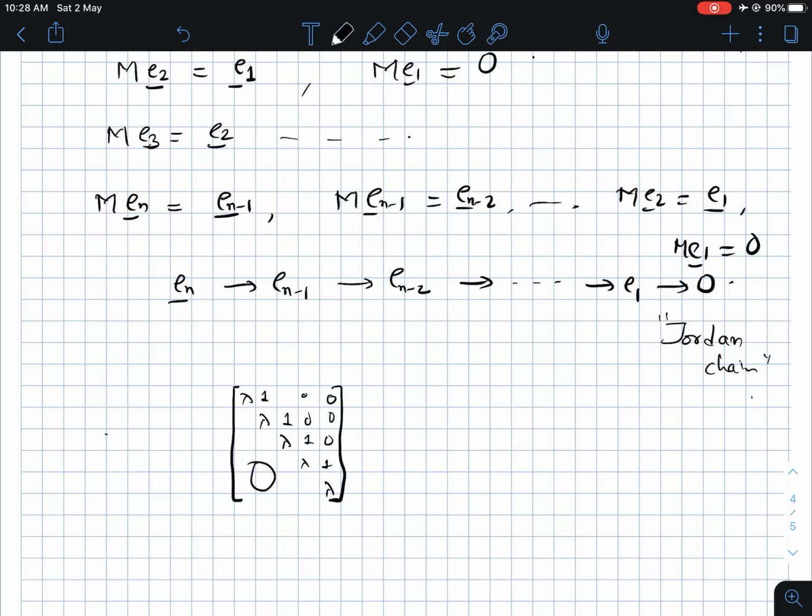This we're going to denote by J sub n of lambda. The subscript n denotes the size; this is an n cross n matrix. Lambda denotes whatever scalar is present on the diagonal, and ones are on the super diagonal and everything else is 0. This is called a Jordan block.